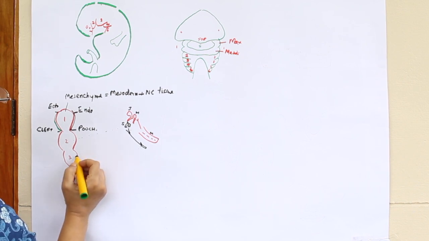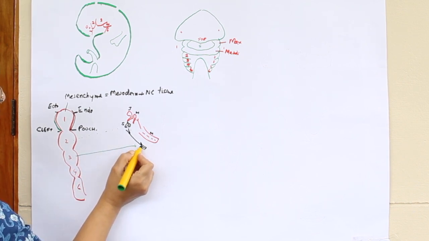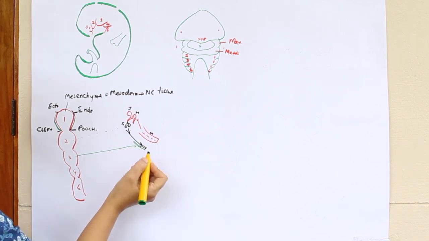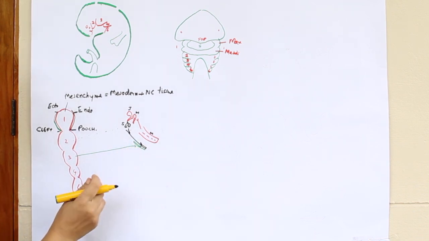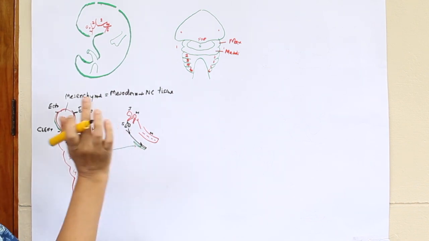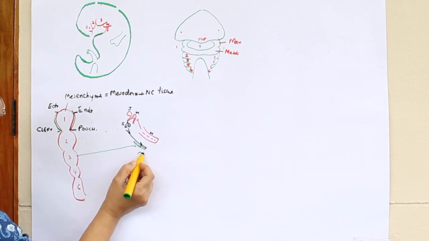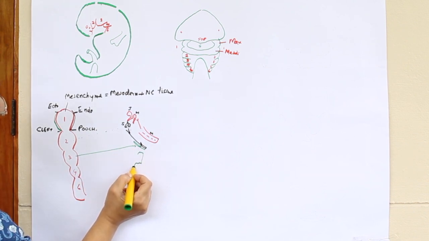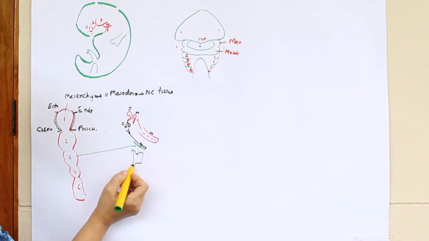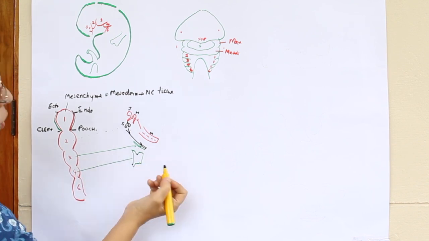So from the third arch, what all things develop? From the third arch develop the lower part of body and the greater horn of hyoid bone. And the fourth arch: thyroid cartilage and the cuneiform cartilage develop from the fourth arch.